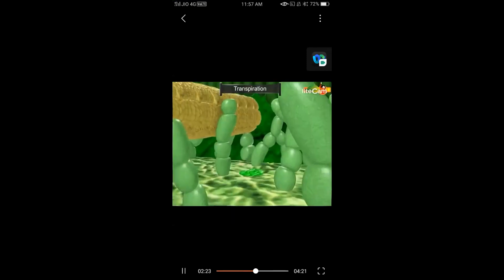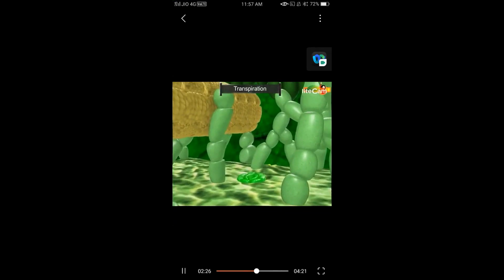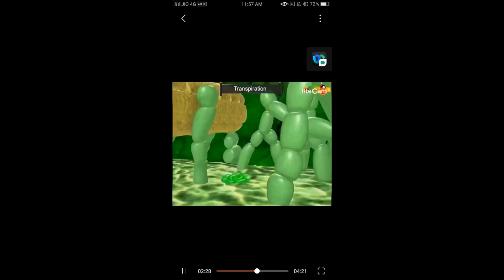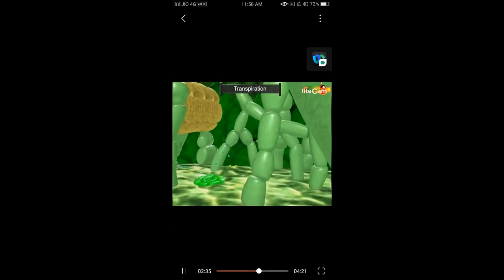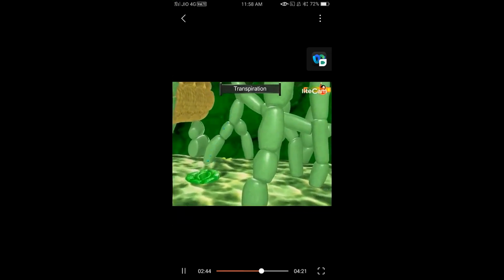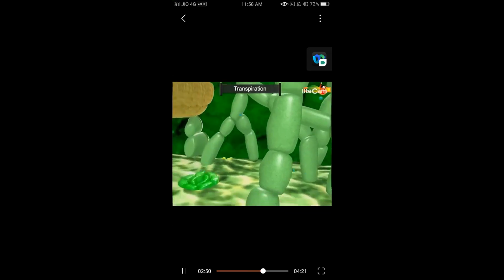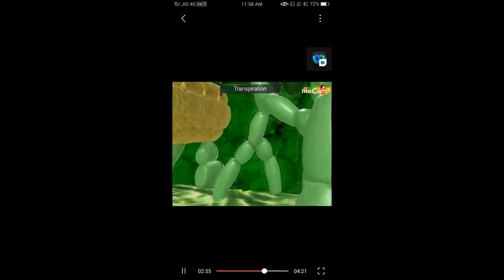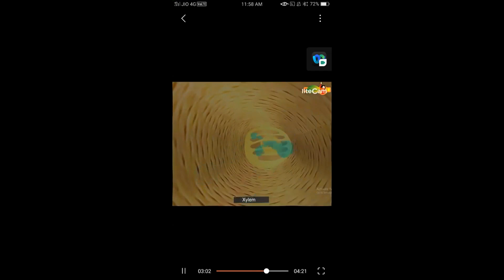Because the concentration of water vapors in the atmosphere is lower than in the intercellular spaces of the leaf, that means in the atmosphere there is low water vapor, and in leaves there is high water vapor. Because of this difference, the water vapors move out from the intercellular spaces to the atmosphere through the stomata. Because of this continuous movement of water vapors, there is a loss of water through the stomata, which creates a pull called the transpiration pull. So the transpiration pull helps in pulling water upwards.